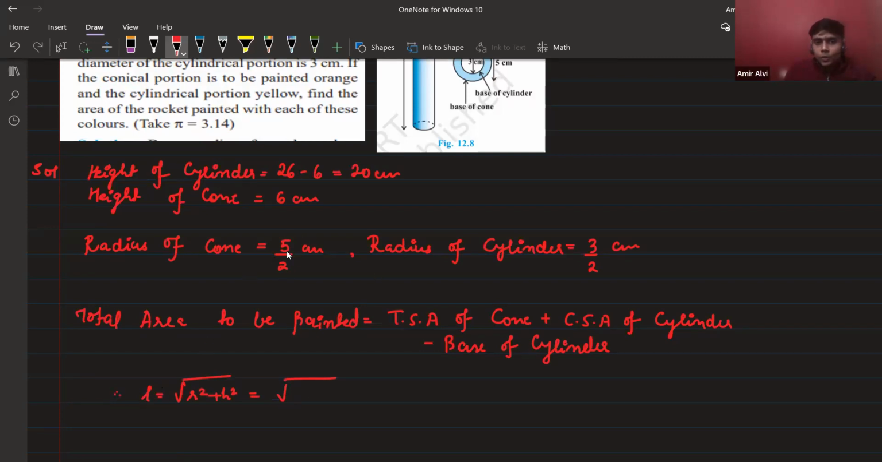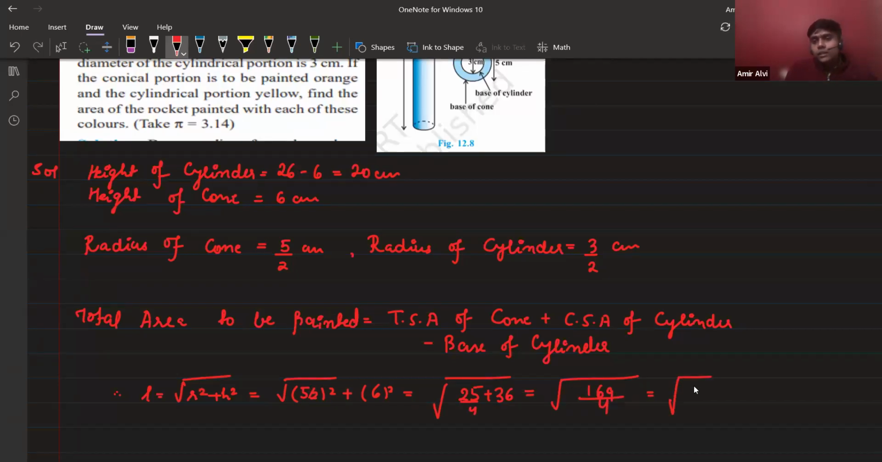Put the value of the radius of cone, it is 5/2, plus height of cone is 6, 6 square, which is 36. So it equals the square root of 25/4 plus 36. Let's calculate it. The LCM will be 4. 36 into 4 is 144. 144 plus 25 is 169. So 169 is the square of 13.